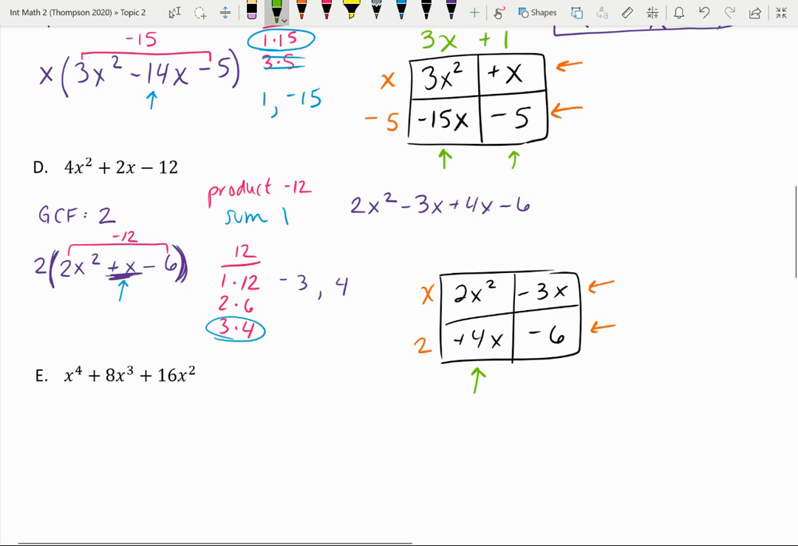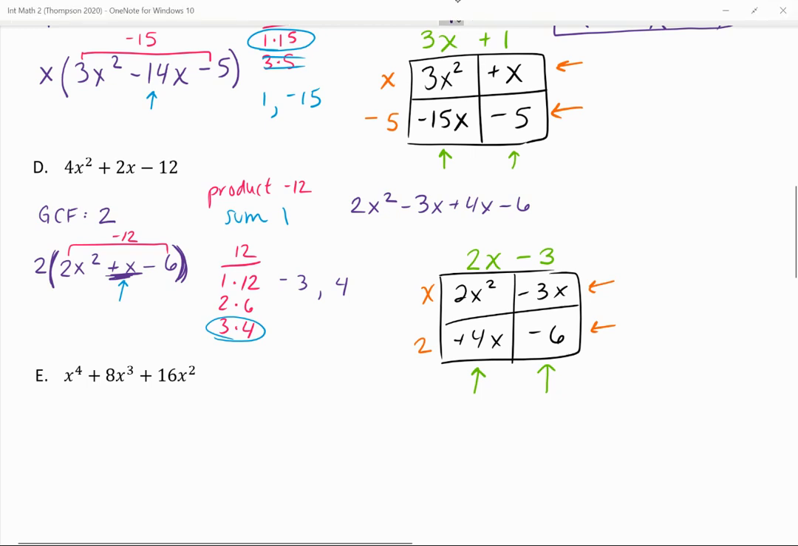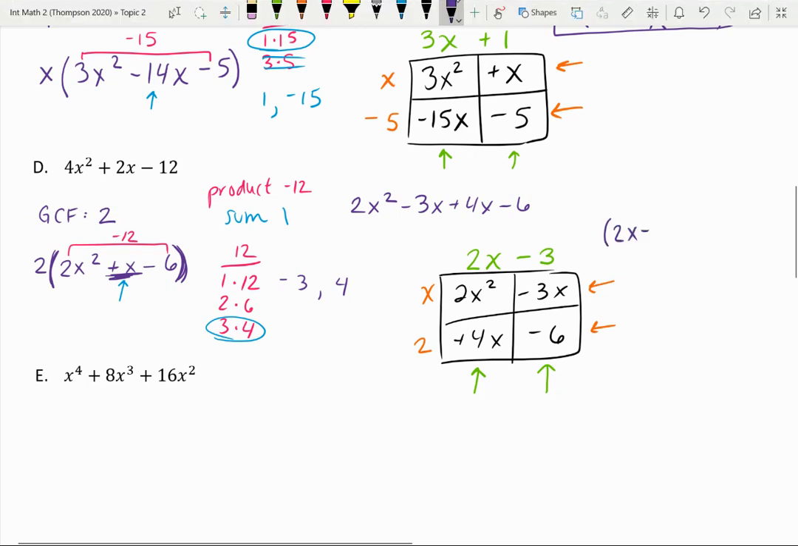2x squared plus 4x, I can take out a 2 and an x. Minus 3x minus 6, I can take out a minus 3. It has to be subtraction because this first term is subtraction. So let's see, I've got a 2x minus 3 as one of my binomials. I have an x plus 2 as another binomial. And then I'm going to put the GCF in front of all of that. There is my equivalent expression in factored form.